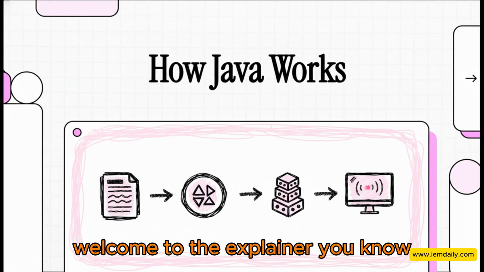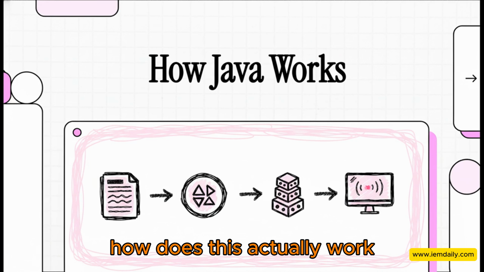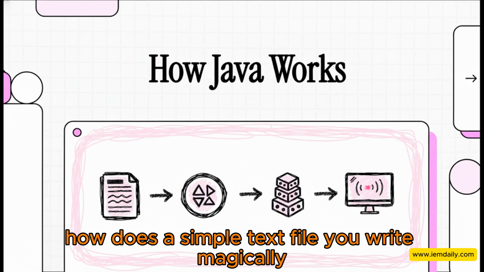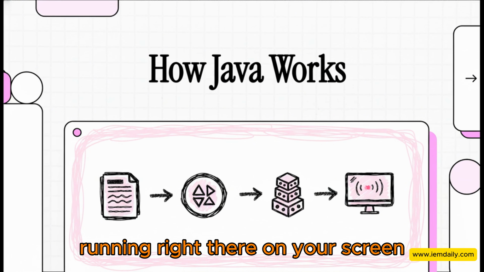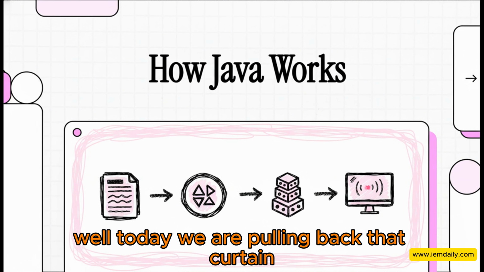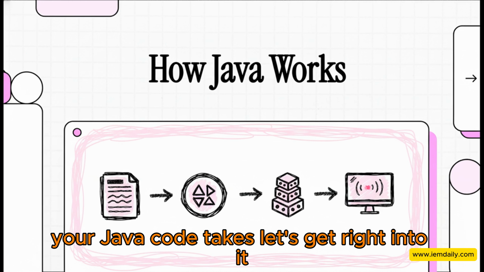Welcome to the Explainer. Have you ever written a line of Java and just stopped and wondered, how does this actually work? How does a simple text file you write magically turn into an application running right there on your screen? Well, today we are pulling back that curtain. We're going to follow the incredible journey your Java code takes. Let's get right into it.